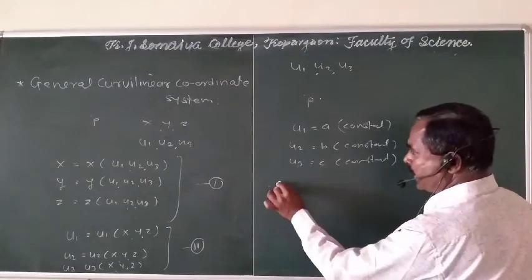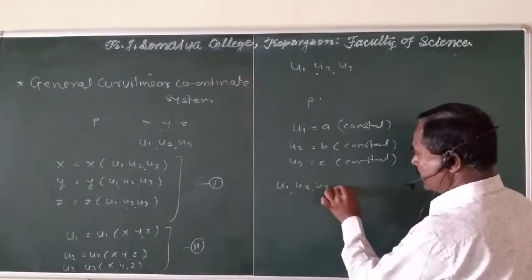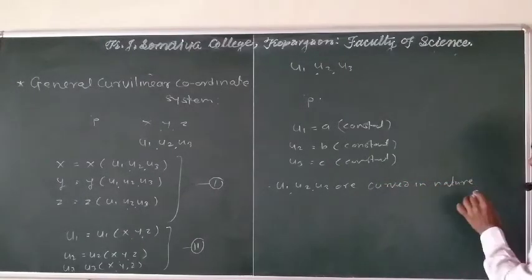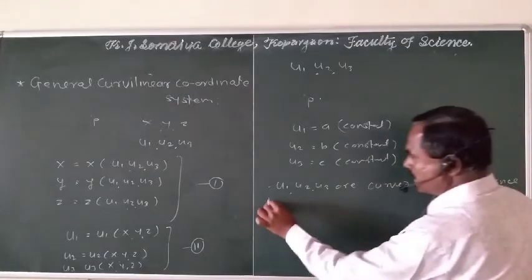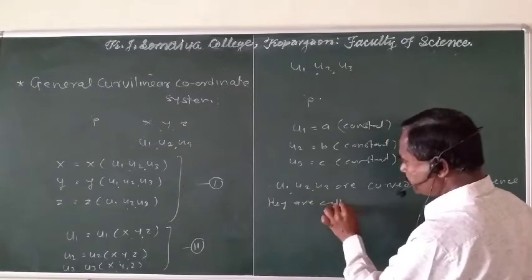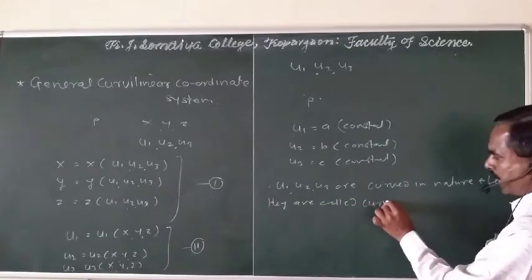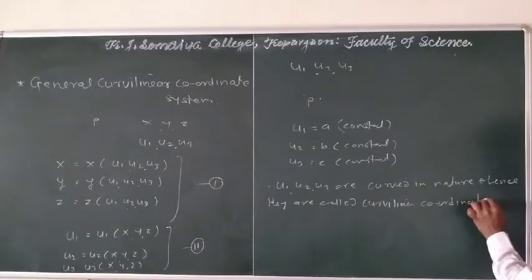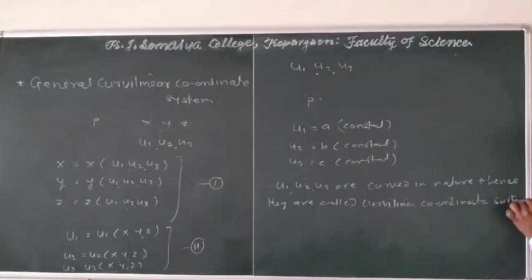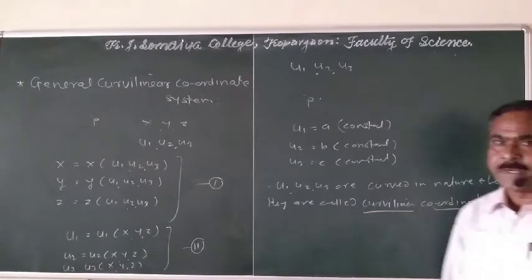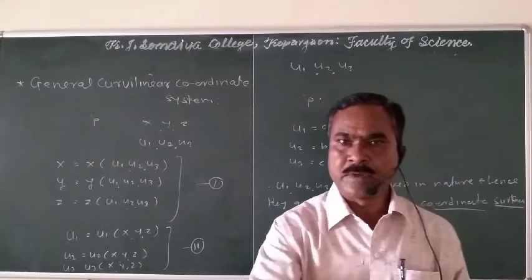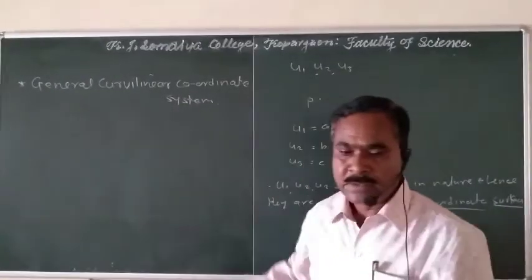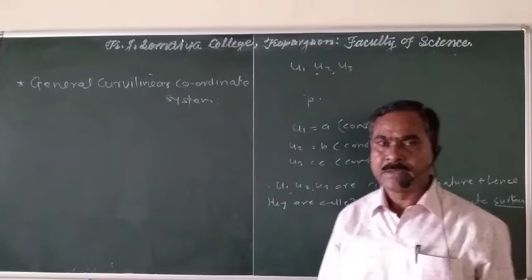so they are called curvilinear surfaces. So u1, u2, u3 are curved in nature, and hence they are called curvilinear coordinate surfaces. We draw a diagram, so that with that diagram we can understand what the curvilinear coordinate surface is and their coordinates.